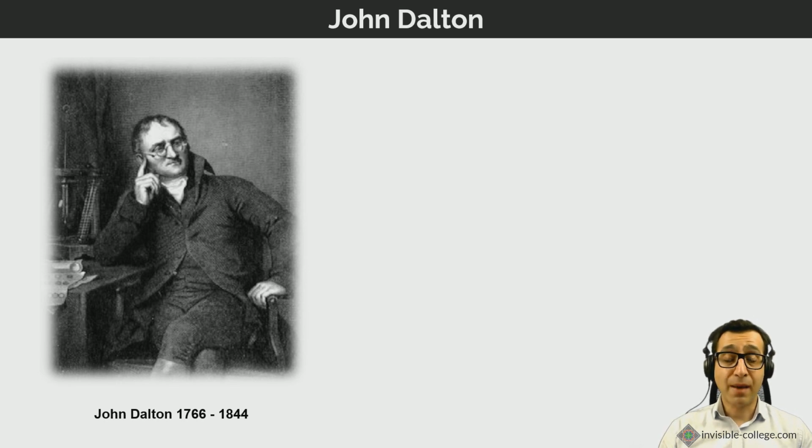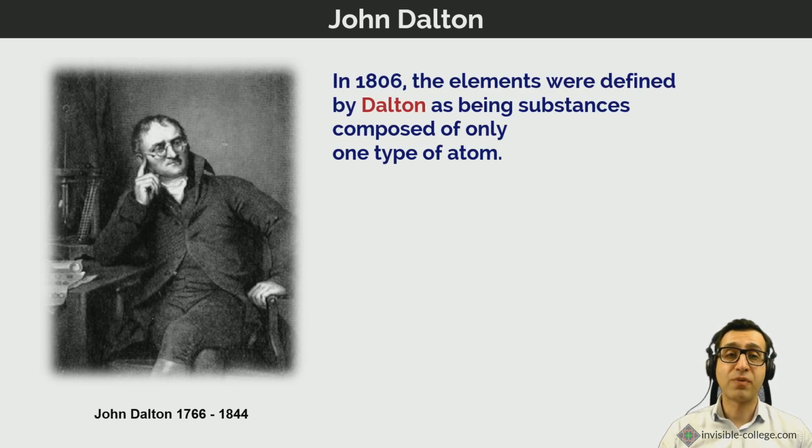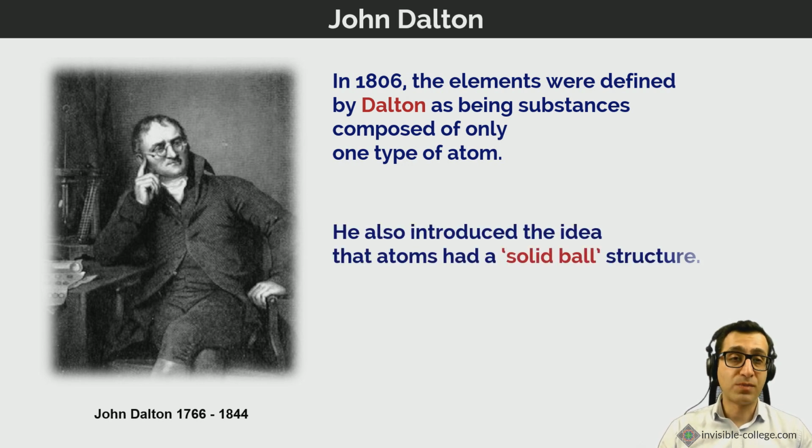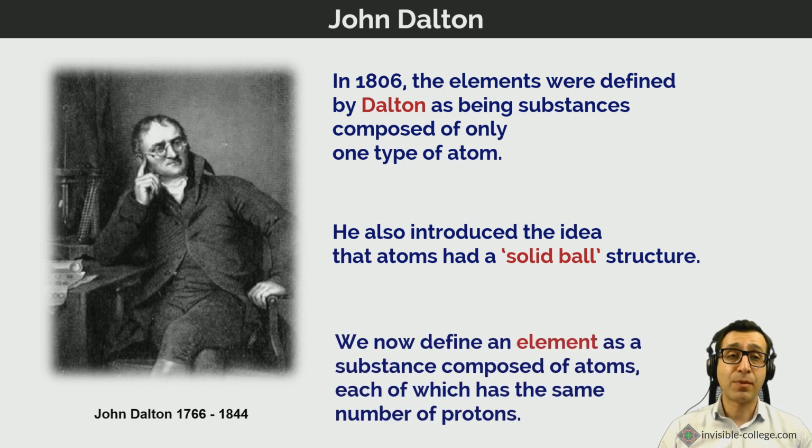Now, the definition for the term chemical element also comes from this idea. So in 1806, he defined the chemical elements as being substances composed of only one type of atom. And this is very much the same definition that many of you will find in your exam board specifications for GCSE chemistry. He conceptualized the atom as being a featureless particle with no internal structure, kind of like a solid ball. And now, again, we define an element as being composed of only one type of atom, and an atom as being the smallest particle that comprises a chemical element.